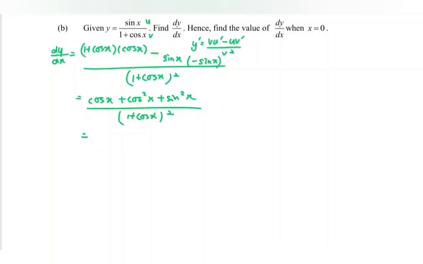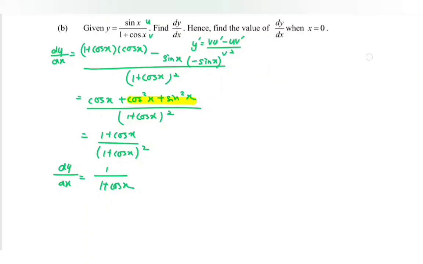Notice that in this part we have 1. So rewrite the situation: 1 plus cos x over 1 plus cos x bracket squared. If we simplify, we have the first derivative which is equal to 1 over 1 plus cos x.